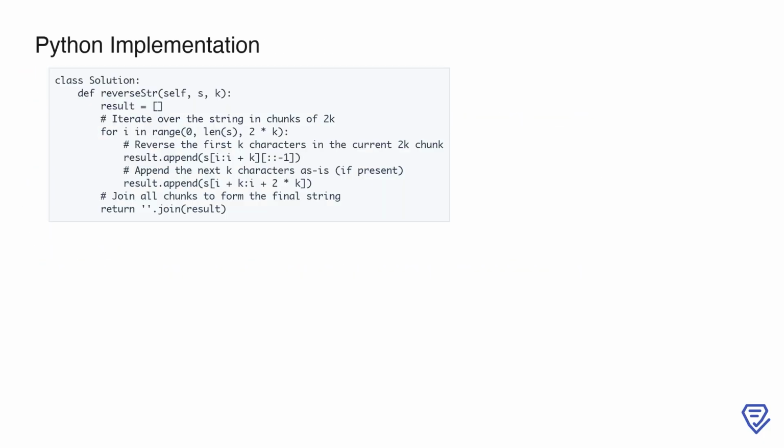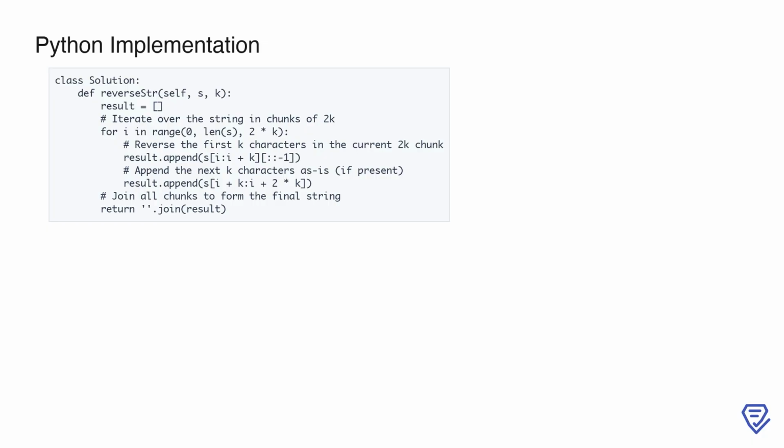This solution implements the algorithm to reverse the first k characters in every 2k chunk of the input string s. We start by initializing an empty list result to collect the transformed chunks of the string. The main logic involves iterating over the string in steps of 2k using a for loop. Each iteration processes a single chunk of length 2k, or less, if at the end of the string.